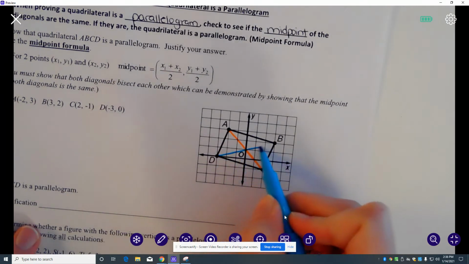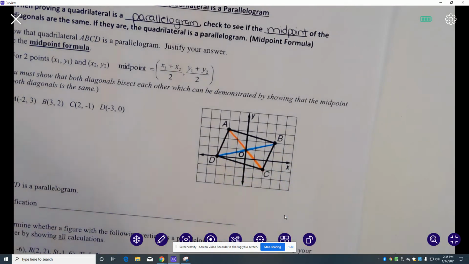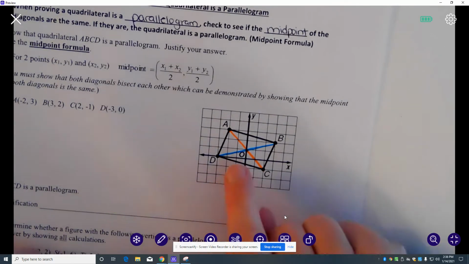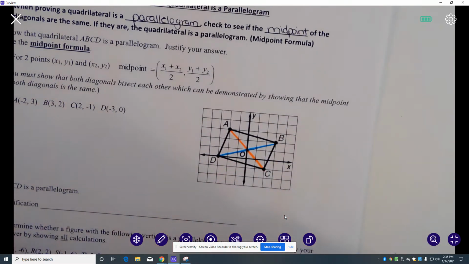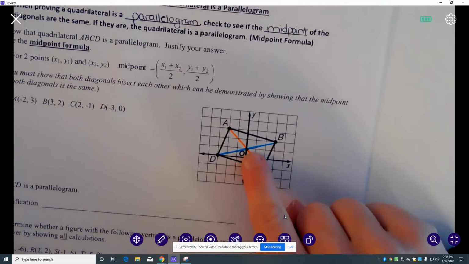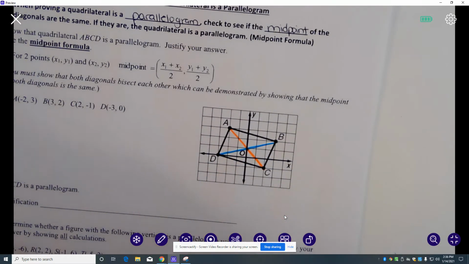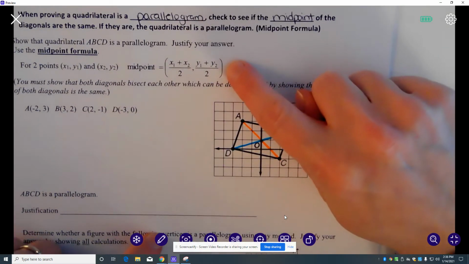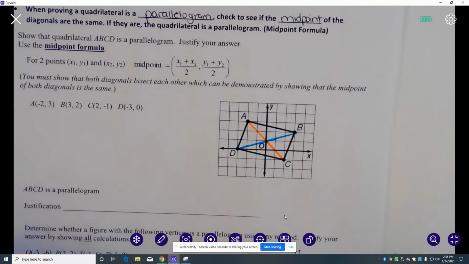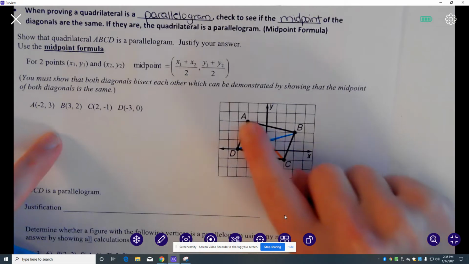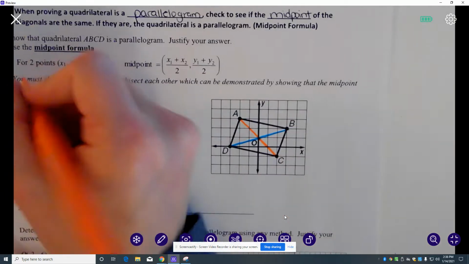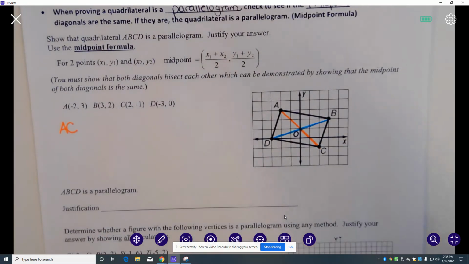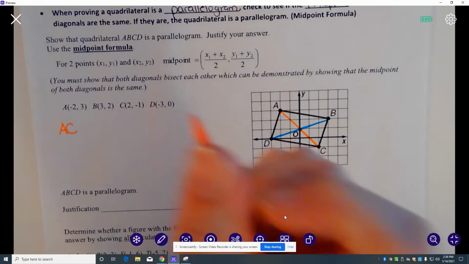Now it looks like those diagonals bisect each other. It looks like they intersect at the same point here, and that point looks like it's in the middle, but we don't know for sure. We have to show it mathematically using our midpoint formula. So first, let's find the midpoint of our orange segment, AC.